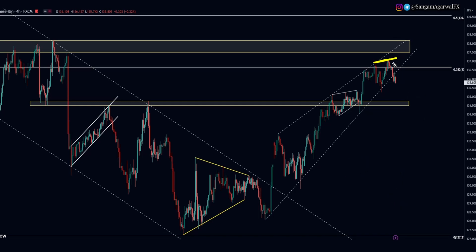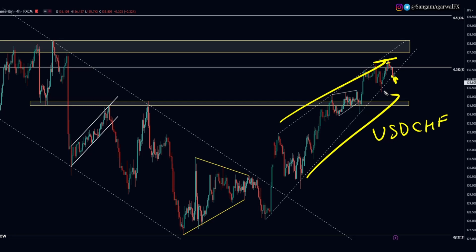So this pair is completed, and before this breakout, the information was updated clearly in the Telegram channel for USD CHF and this wedge pattern on the JPY pair.